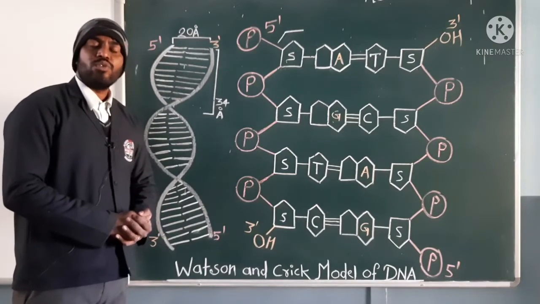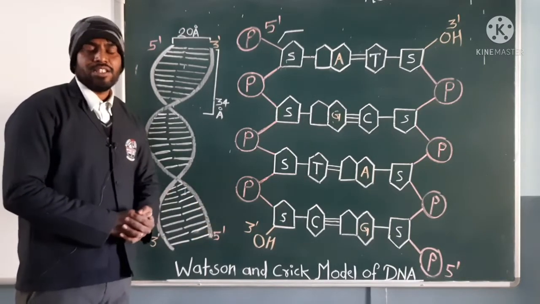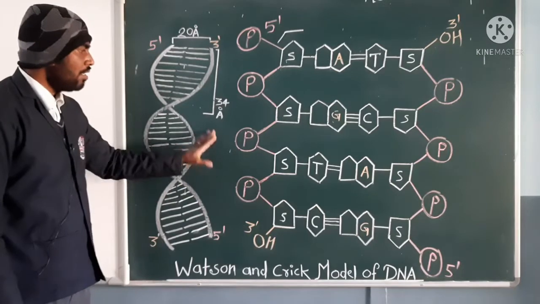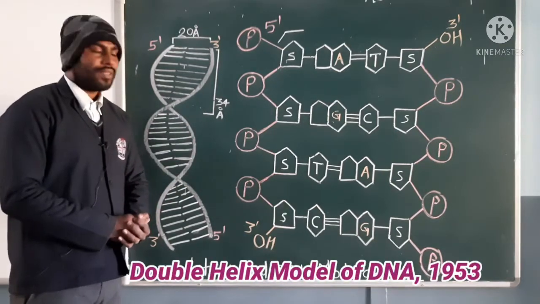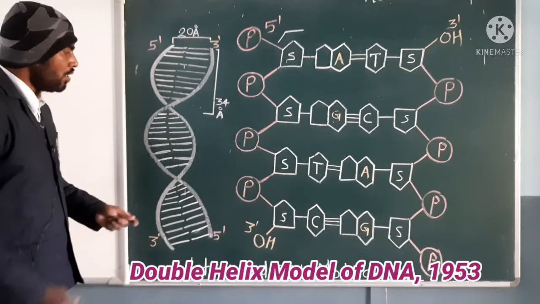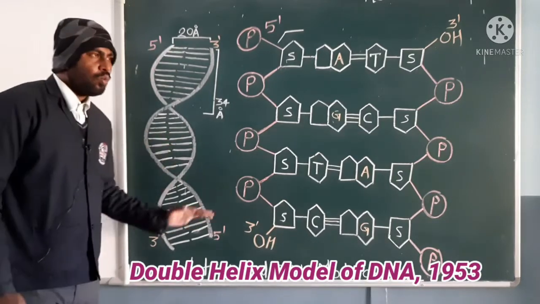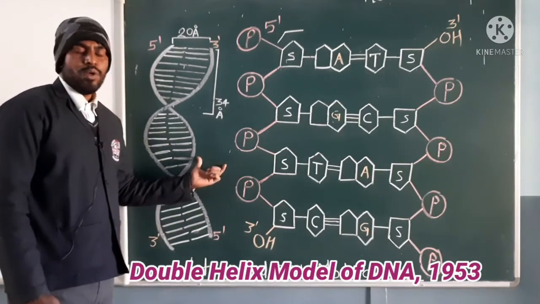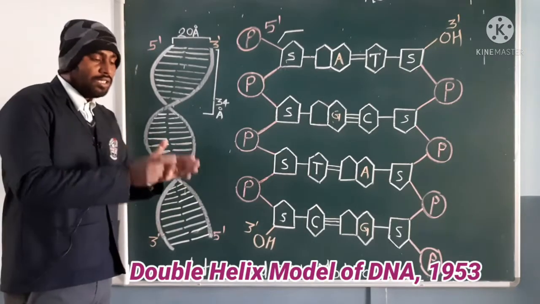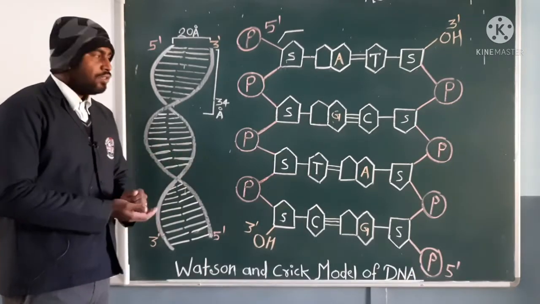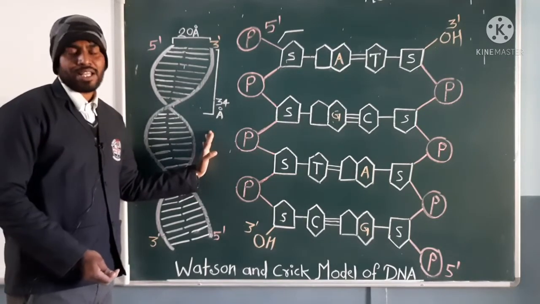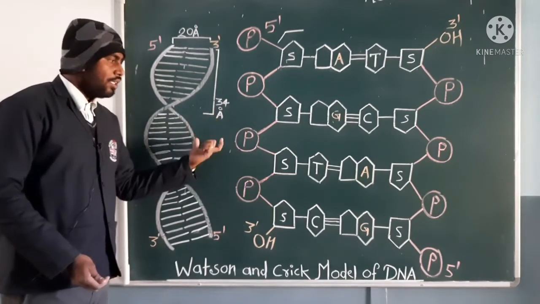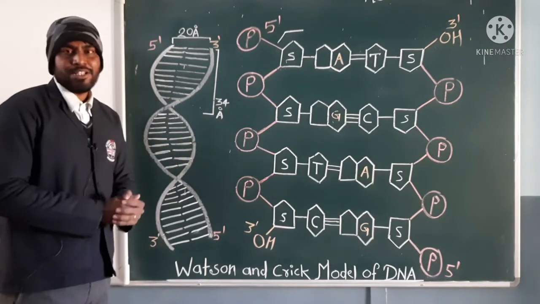In 1953, Sir Watson and Crick proposed this model of DNA, which is also called the double helix model of DNA. Okay, so we are going to study this model. Once Sir Watson and Crick observed the DNA molecule under the electron microscope, they provided some special qualities or special aspects of DNA. We are going to study these aspects in a concise manner today.